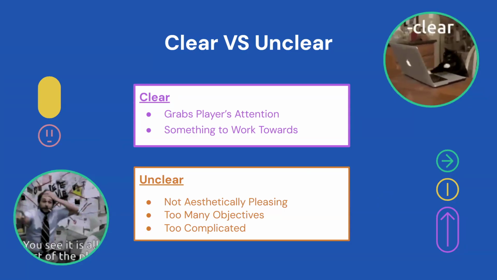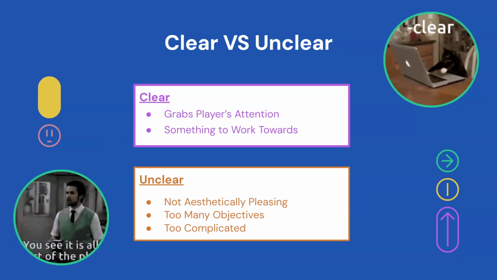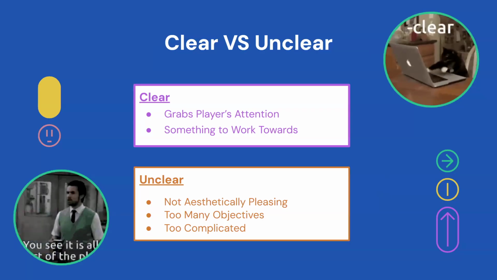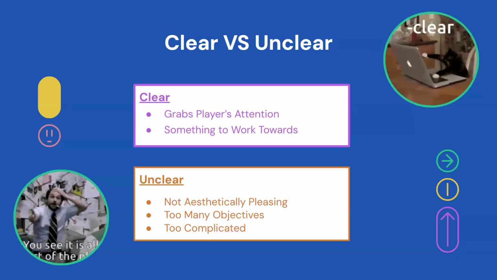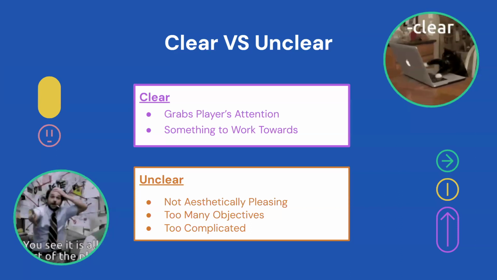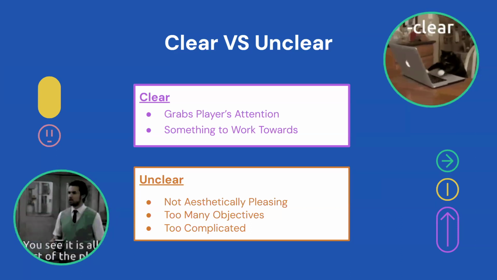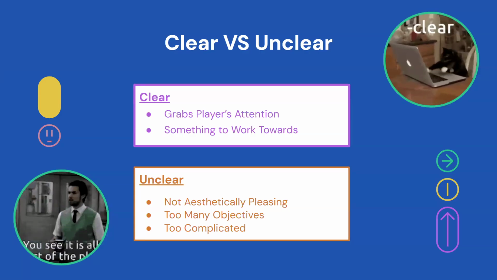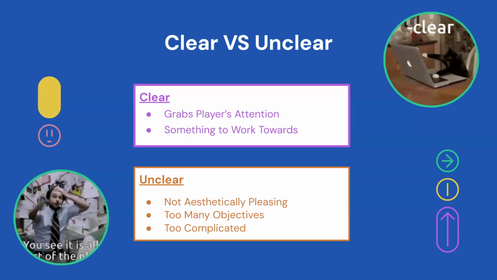But if you don't give the player something to work with, players have to guess, and that's not always good for RPG type games, or any game for that matter. So that is the difference between clear and unclear game loops. When you're making a game loop, make sure it's clear and not unclear. You have to ask yourself these questions.